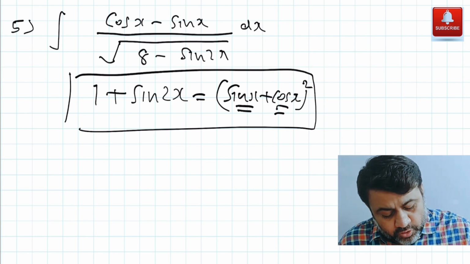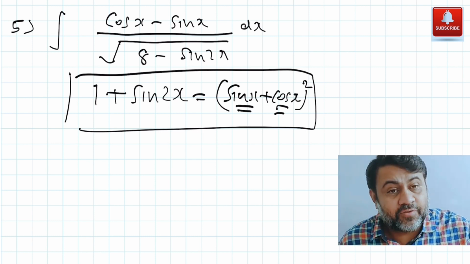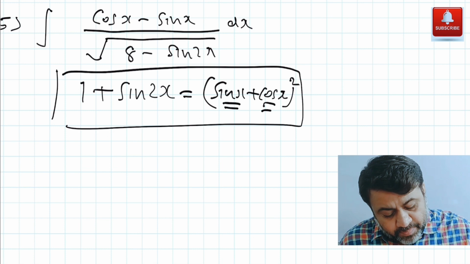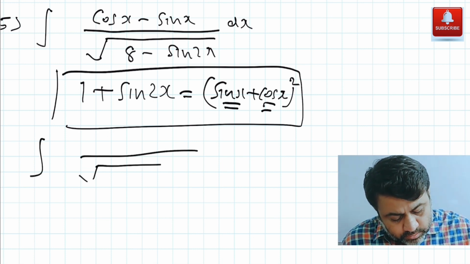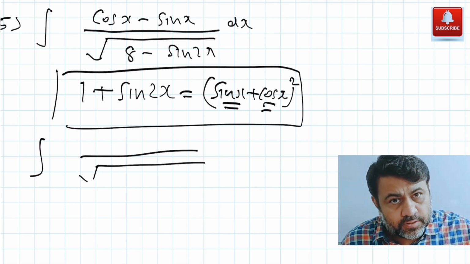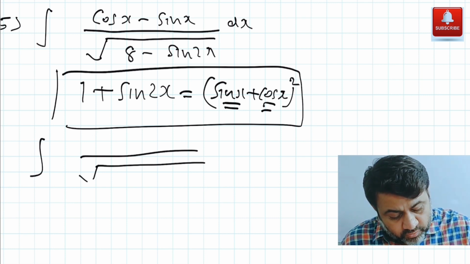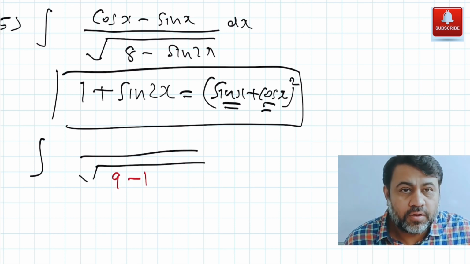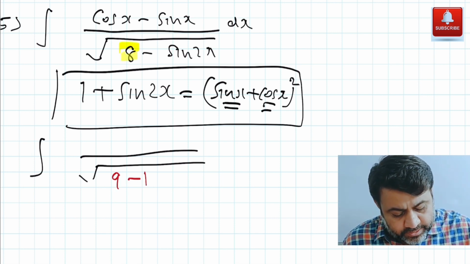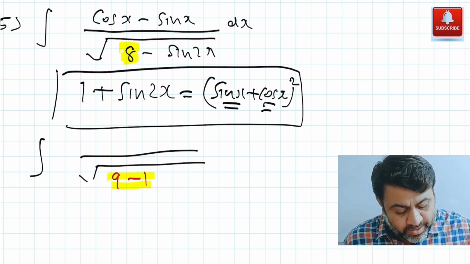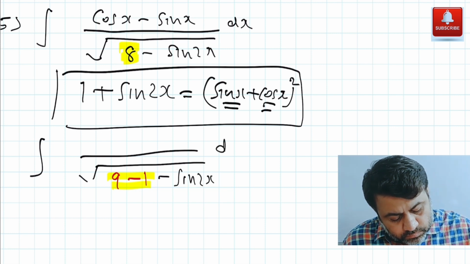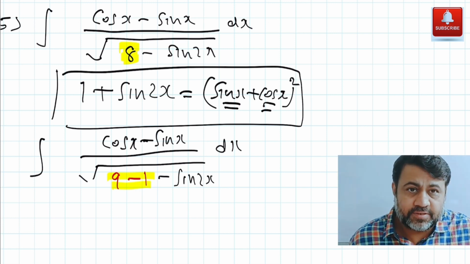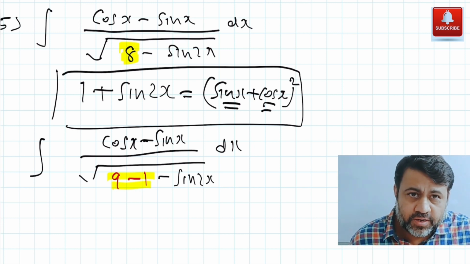ठीक है, so what I am going to do here is I am just going to write first I need 1 plus sin 2x, right? But denominator में मेरे पास फिलहाल 1 plus sin 2x नहीं है. So 8 के बदले मैं लिखने वाला हूँ यहाँ पर 9 minus 1, कहना राइट? Instead of 8 I am just going to write 9 minus 1 minus sin 2x as it is. न्यूमरेटर में मैं कोई छेड़छाड़ नहीं कर रहा हूँ, I am just keeping cos x minus sin x as it is. ठीक है, we have not done anything there.